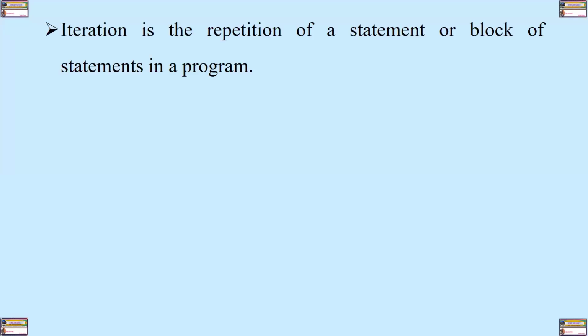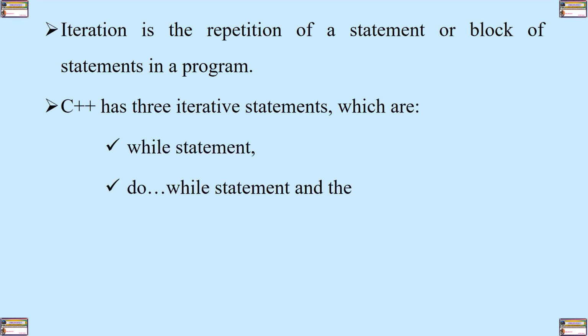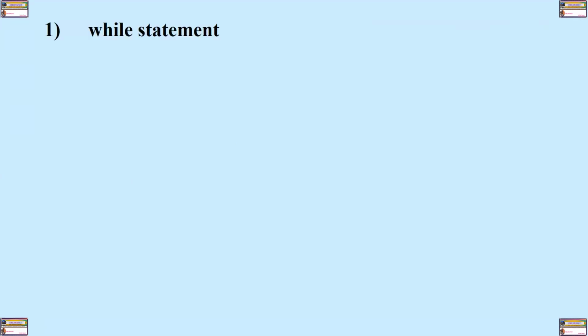Iteration is the repetition of a statement or a block of statements in a program. C++ has 3 iterative statements, which are the while statement, the do-while statement, and the for statements. The iteration statements are also called loops because of their cyclic nature.